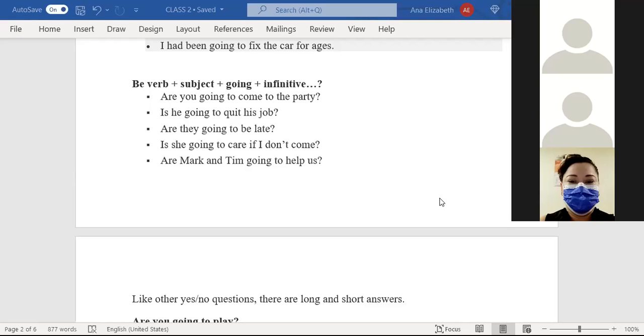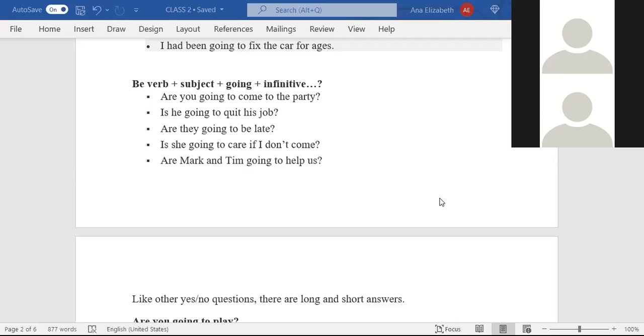Let's see. Gilberto. Creo que estamos teniendo problemas de conexión, ¿verdad? Todos.